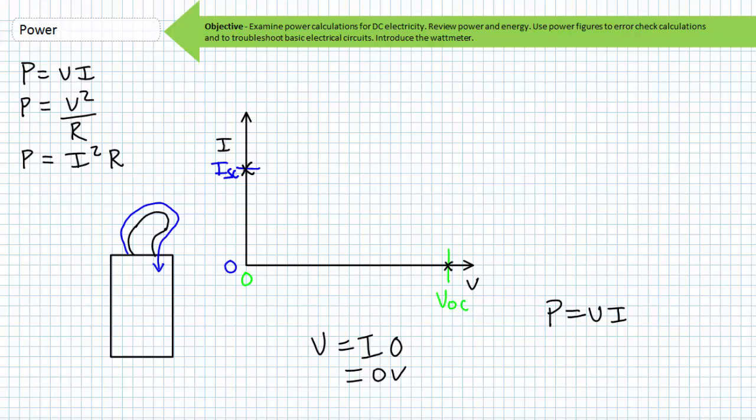What's the power associated with a measurable short circuit current with no voltage? Power is voltage times current. If the voltage is 0, the power is also 0. Again, for conditions of high current and 0 voltage, the power is 0 watts. This is kind of like a closed switch.